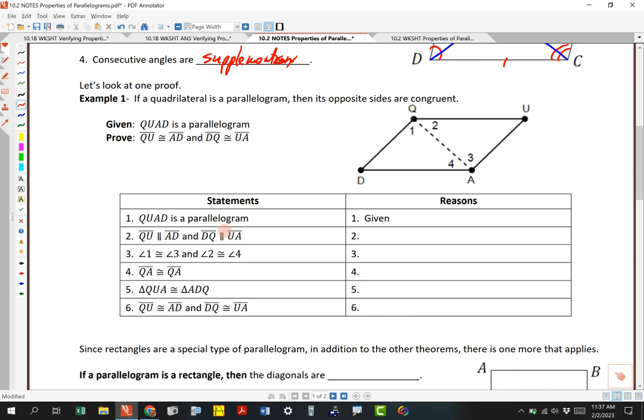QUAD is a parallelogram, given. QU is parallel to AD, and DQ is parallel to UA. I have an idea. Definition of parallelogram. Perfect. Let's go. Okay, I find myself saying, if you're looking at a statement saying, well, no, duh, it's probably a definition of some sort. So definition of parallelogram.